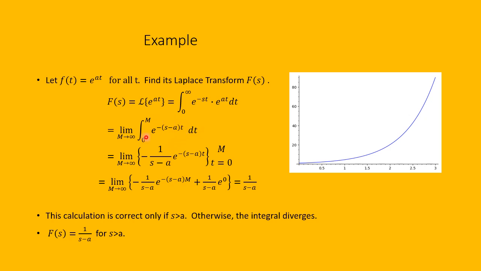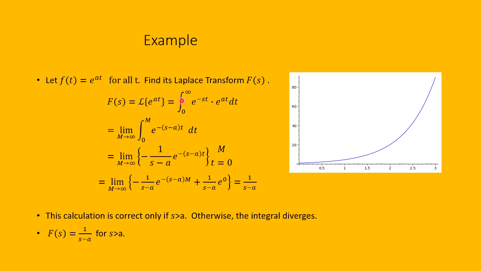Now, an antiderivative of this integrand is minus 1 over s minus a e to the minus the quantity s minus a times t. Using the fundamental theorem of calculus, then, to figure out the value of this integral, we'll evaluate this antiderivative at m, t equals m, and at t equals 0, and then subtract.